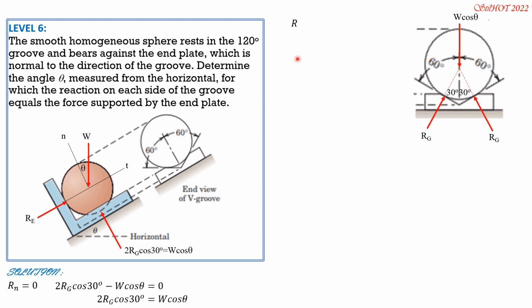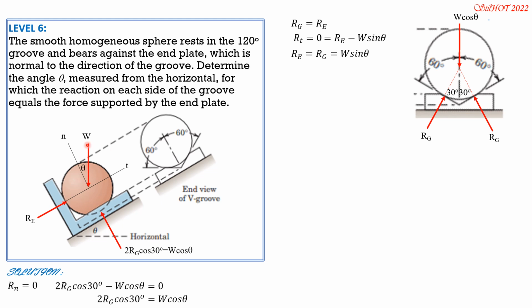Then we are given the condition that RG equals RE. That's the condition of the statement here. Then R tangential equals 0. So RE, which is RG, is positive, then minus this component of W, which is W sine theta. So it is equal to RE minus W sine theta. Therefore, RE, which is equal to RG, is W sine theta.